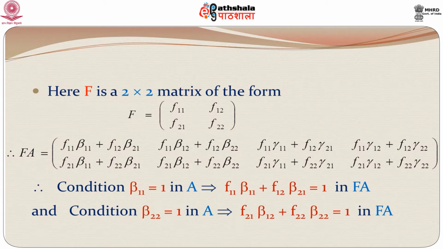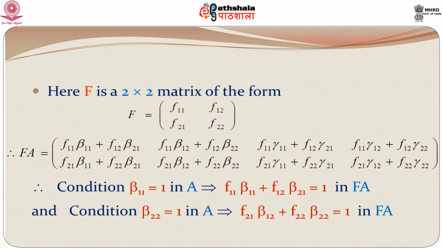So, if you have the same a priori conditions on FA, it means that the 1 1 element of FA must also be equal to 1. That is, F11 beta 1 1 plus F12 beta 2 1 must be equal to 1. Similarly, the condition beta 2 2 equal to 1 in A translates to the FA condition, the second row second element condition. So, F21 beta 1 2 plus F22 beta 2 2 must be equal to 1 in FA.